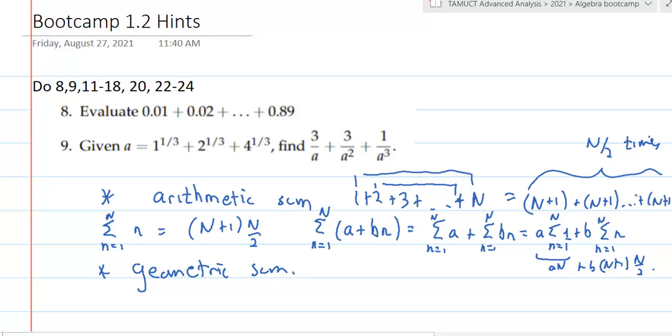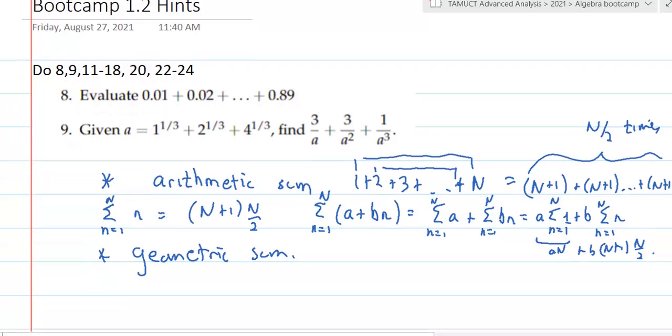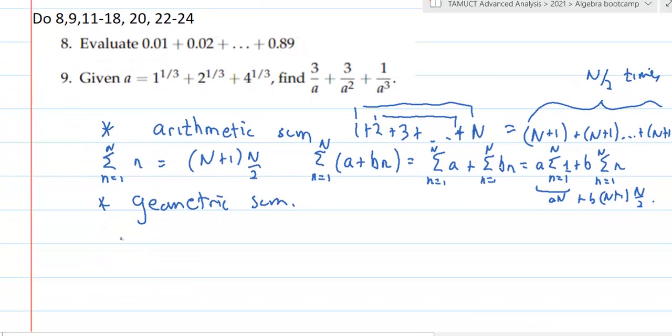Now there's also the geometric sum. And the basic geometric sum looks like this. 1 plus r, where r is some number, plus r squared, plus r cubed, plus dot, dot, dot, plus r to the n.